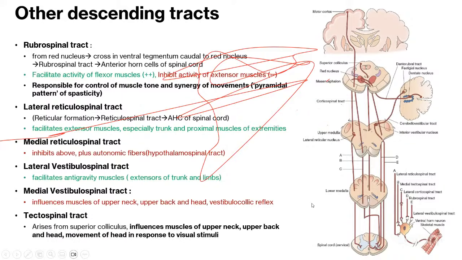And the medial vestibulospinal tract influences the muscles of the upper neck, upper back, and head. This is the main reason we get the vestibulocollic reflex. And the tectospinal tract arises from the superior colliculus, and they cross and influence the muscles of the upper neck, upper back, and head. Movement of the head in response to visual stimuli.